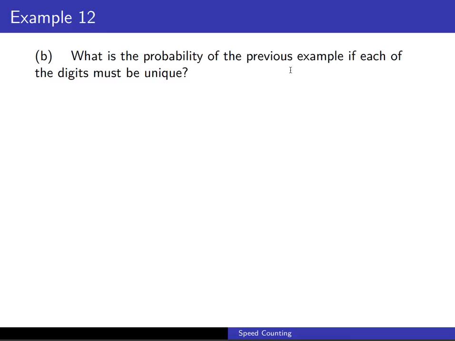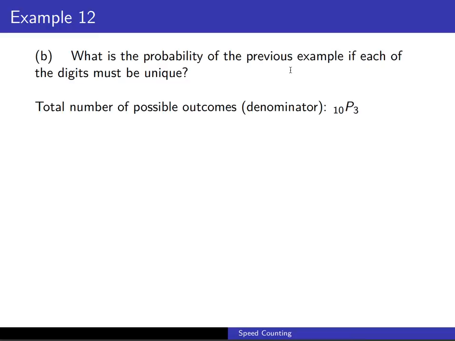Example 12, part B. What is the probability of the previous example if each of the digits must be unique? So now we can't have 10 times 10 times 10 because as soon as we get rid of one digit, we can't use it again. So now our total number of possible outcomes in our denominator is 10P3. So 10 times 9 times 8, or 10P3.